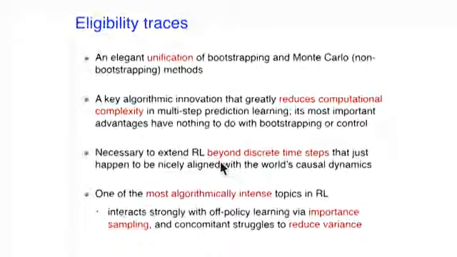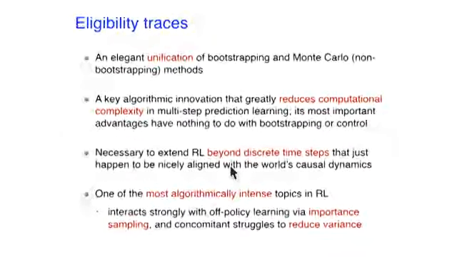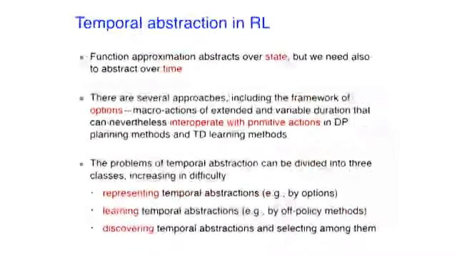They're also important because in reinforcement learning, we have this time step. And it may seem harmless to have discrete time, but we are assuming a little bit stronger than that. We're assuming that the world's causal dynamics work at our time step. And if you want to move beyond that into real continuous time systems, you need to use something like eligibility traces. And as I've mentioned, it's one of the most algorithmically intense topics. This is where we really get into importance sampling, and where we really worry about keeping the variance down.